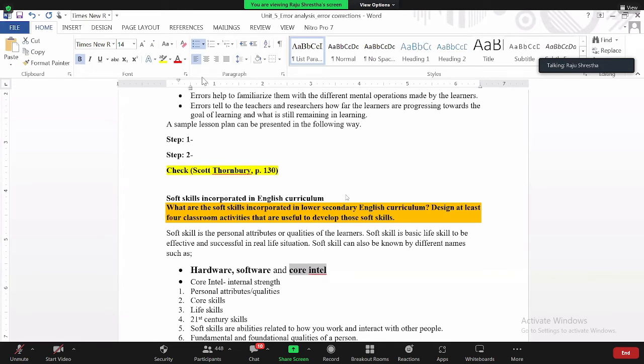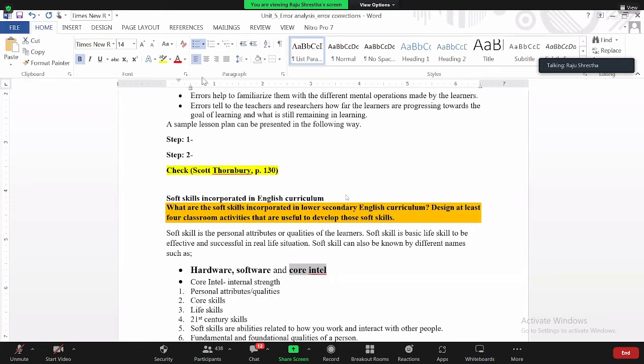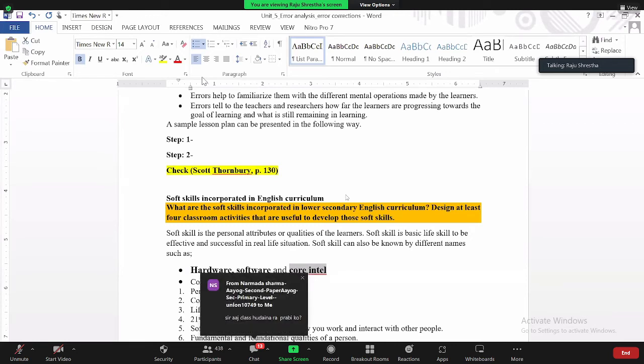Teaching and learning: hard part means classroom, benches, curriculum, textbook, TG, these materials under the hard part. Soft part means training, sharing, collaboration, teaching, learning. These are under the soft part, and core Intel means objectives, skills, competencies, the core.